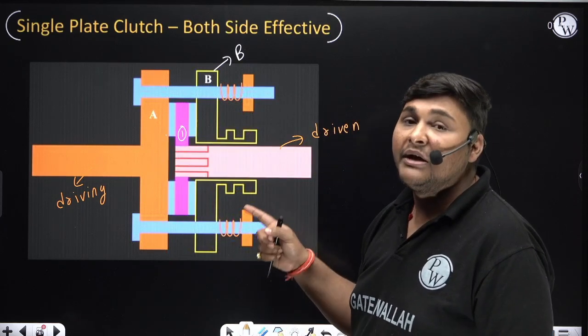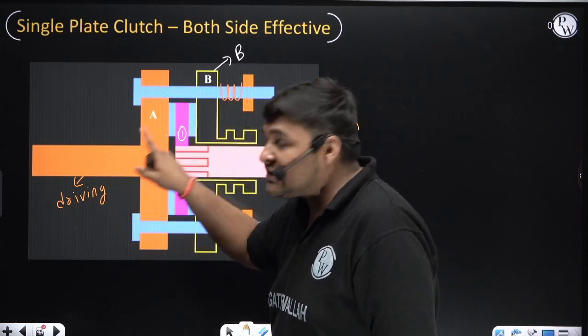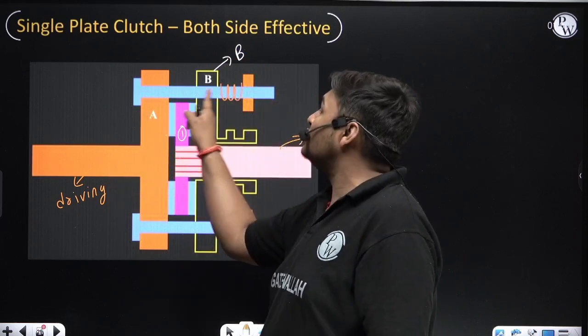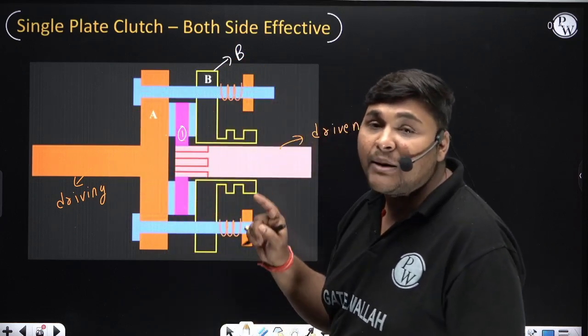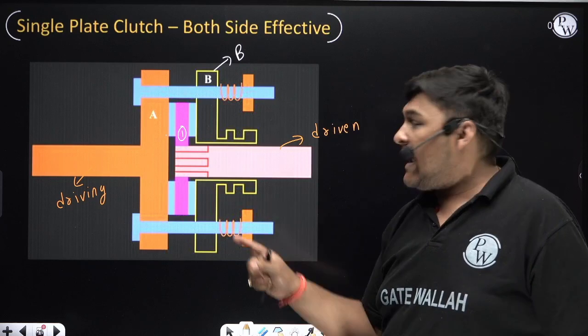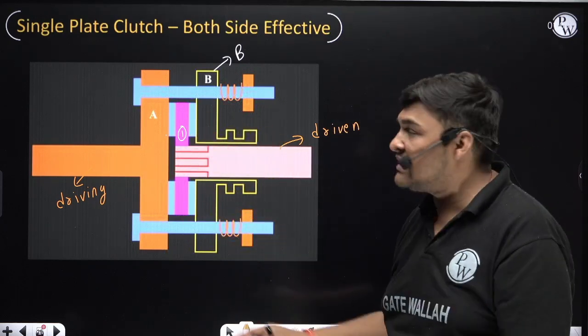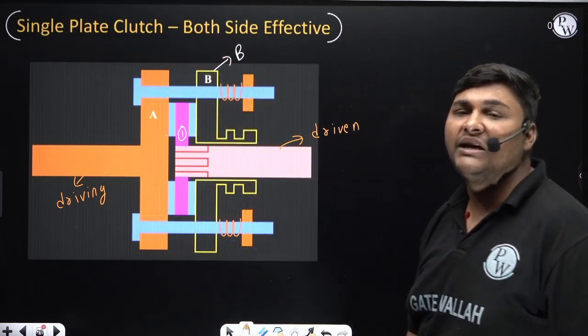from input and output shaft. But here plate A is directly connected to the driving shaft, and this plate B is also connected to the driving shaft through this bolt. Means A and B are the part of the driving shaft, and this plate one is the part of the driven shaft. And since in the driven shaft only one plate is attached, that's why this clutch is known as single plate clutch.